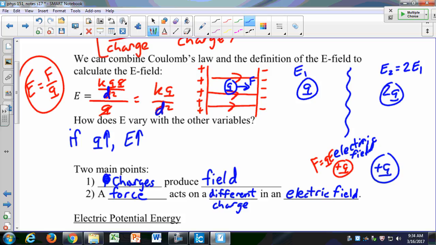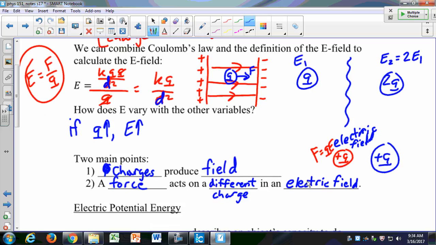We'll see that again when we get to the cell, because the cell has very large fields between the different sides of its membrane, because you get positive charges on one side and negative charges on the other side, and so you'll have a net force driving ions from one side to the other.